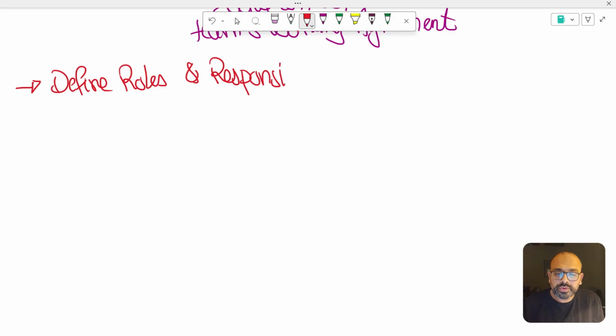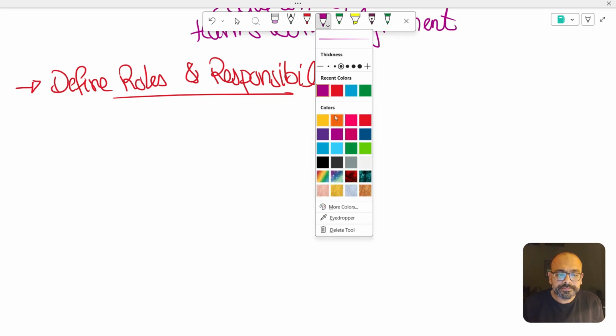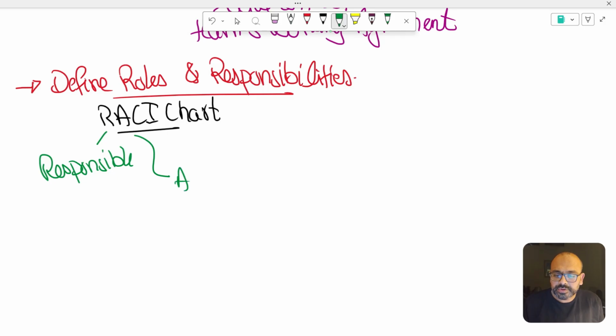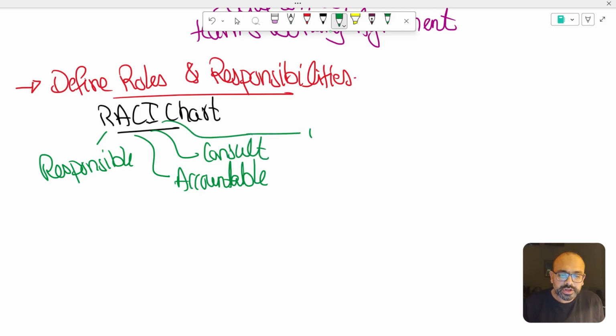Define roles and responsibilities. Now here we can use a RACI chart. A RACI chart is a responsibility assignment matrix for which R stands for responsible, A stands for accountable, C stands for consult, and I stands for informed.